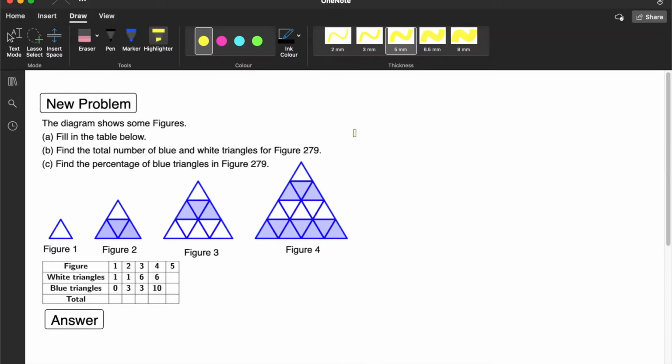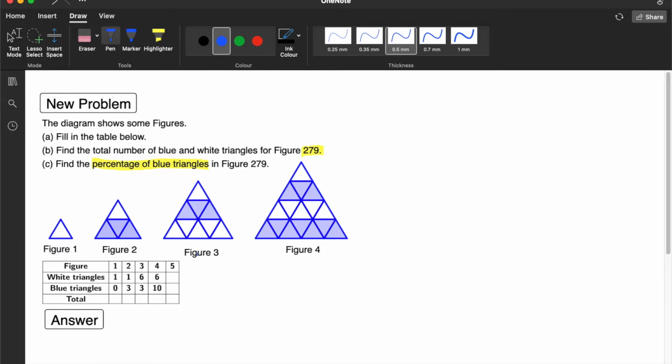Okay, so let us read the question together. The diagram shows some figures. Fill in the table below. Find the total number of blue and white triangles for figure 279. And the last part is find the percentage of blue triangles in this figure 279.